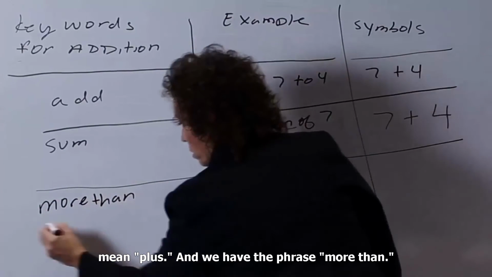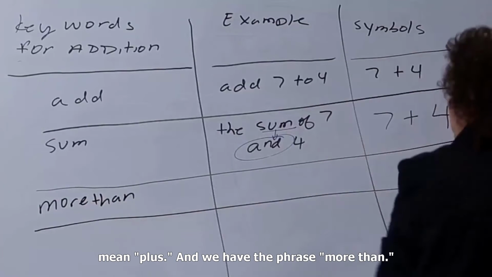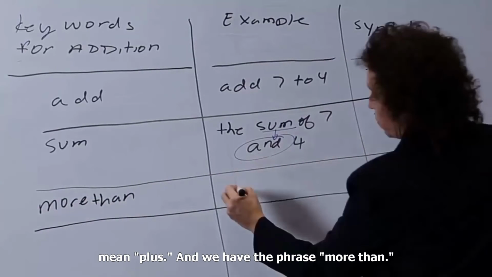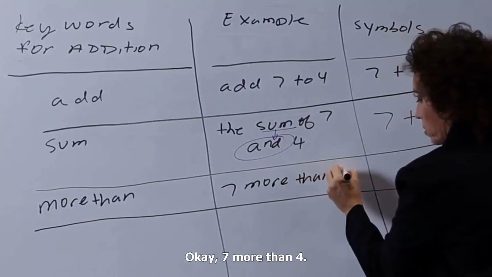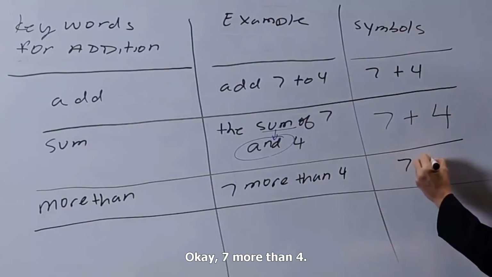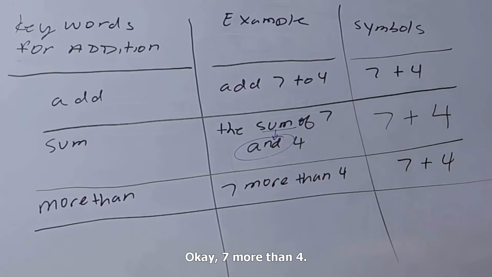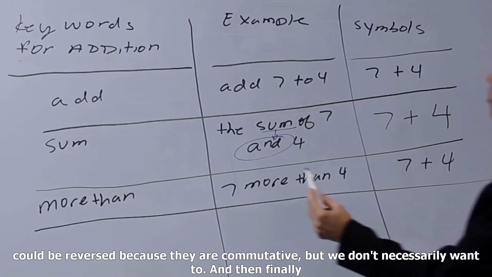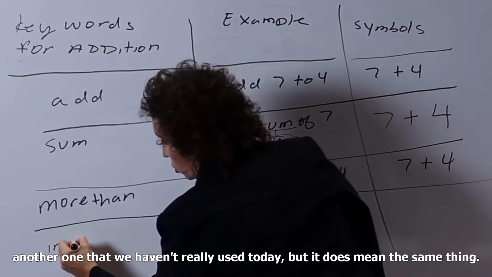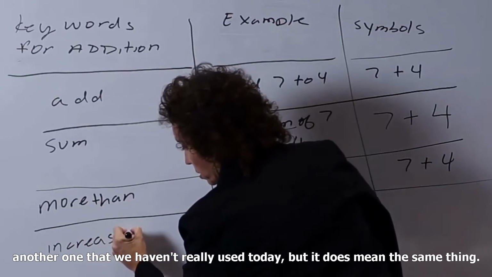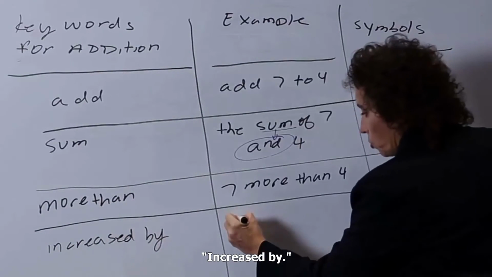Then we have the phrase more than. Okay, 7 more than 4. 7 plus 4, or 4 plus 7. Again, all of these could be reversed because they're commutative, but we don't necessarily want to. And then finally, another one that we haven't really used today, but it does mean the same thing, increased by.